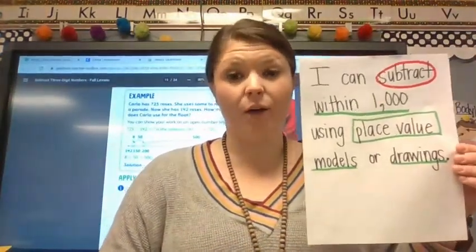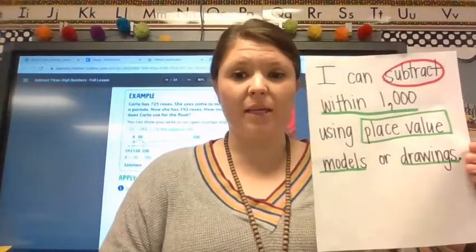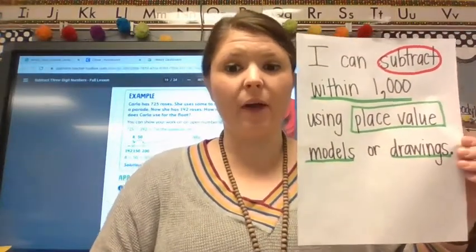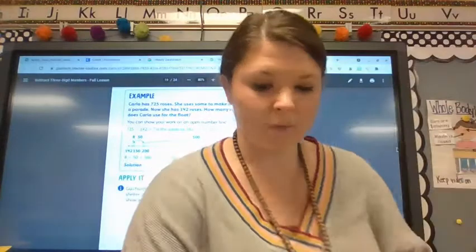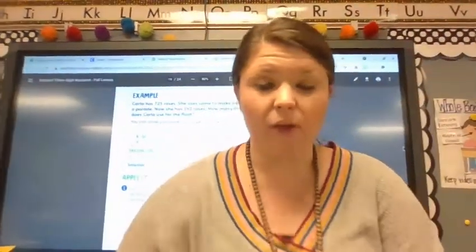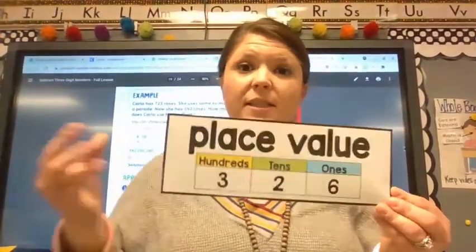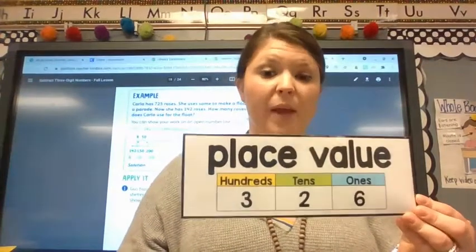Let's start by reading our learning target. I can subtract within 1,000 using place value models or drawing. Remember, place value is the value that's assigned to the digits in the number based on its position.